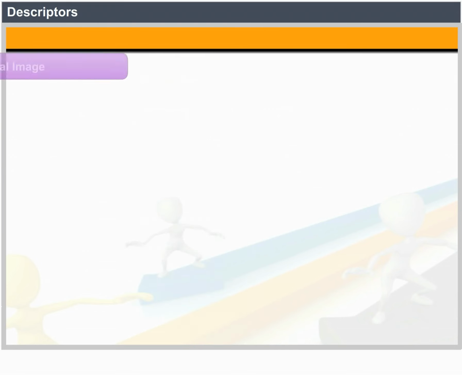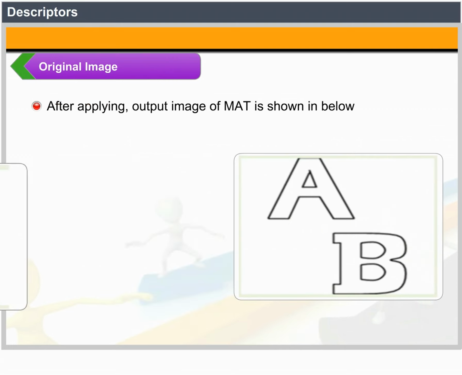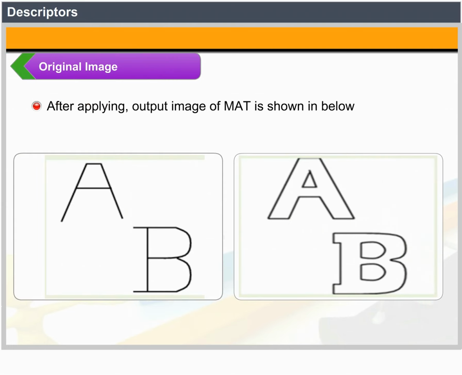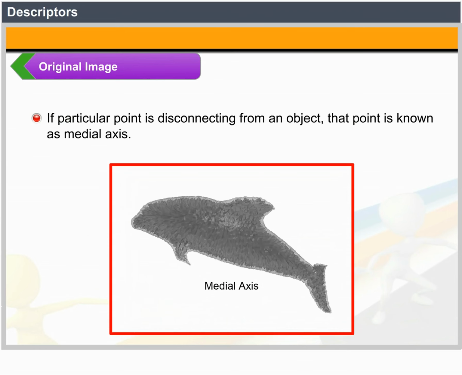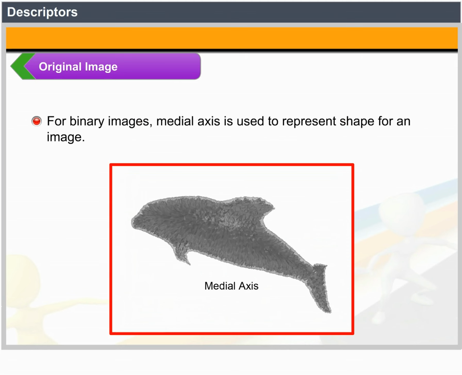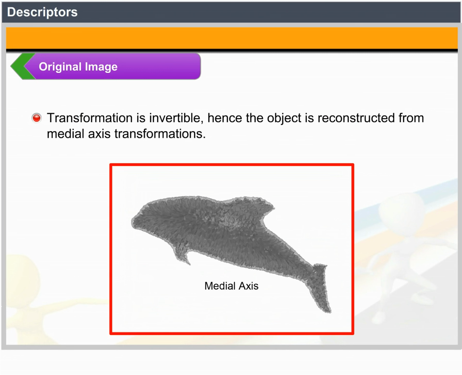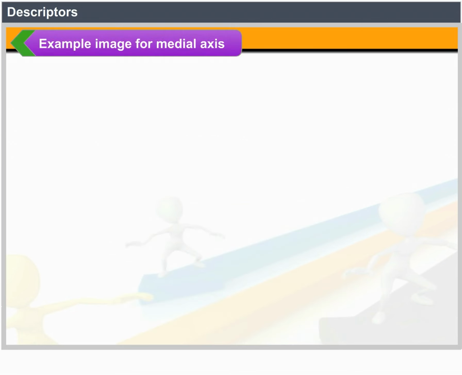The original image and the output image after applying MAT are shown in the diagram. One way to find the medial axis is by erosion. If a particular point disconnects from an object, that point is known as a medial axis point. For binary images, the medial axis is used to represent shape. The transformation is invertible and the object is reconstructed from the medial axis transformation. Example: image for medial axis.